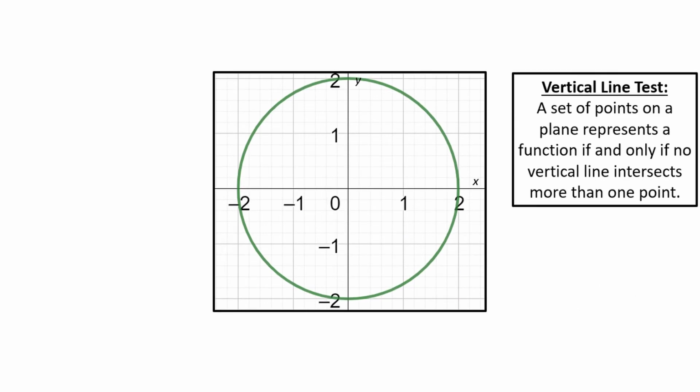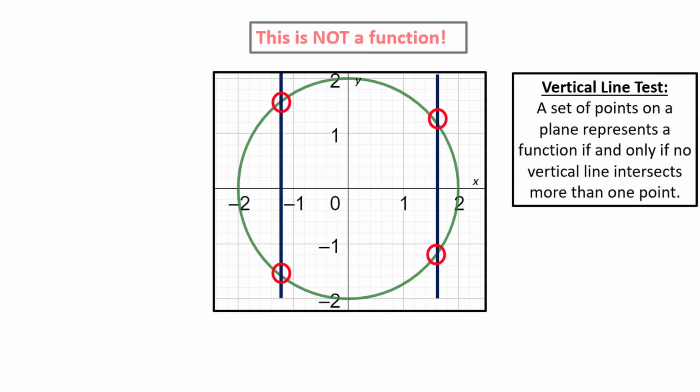Consider the graph of a circle. For each x value, there are multiple values for y. There are many vertical lines that can be drawn that will intersect the circle at 2 points. For this reason, we say that the circle has failed the vertical line test and is therefore not a function. There are x inputs that result in 2 y outputs.